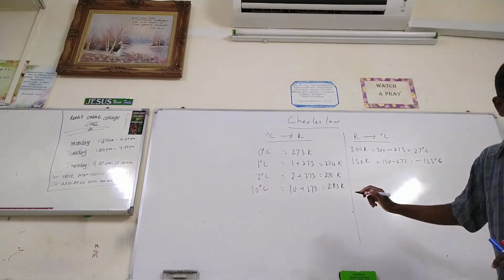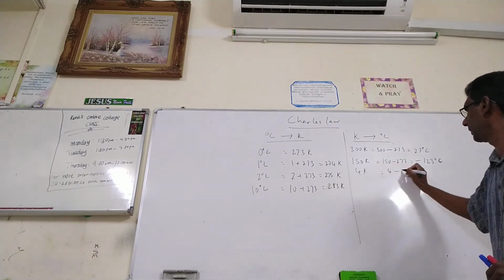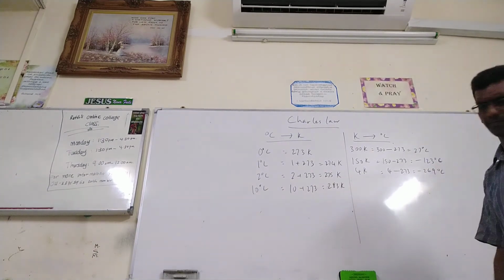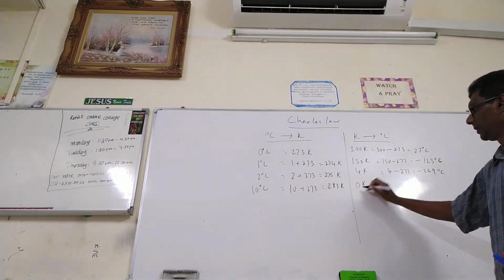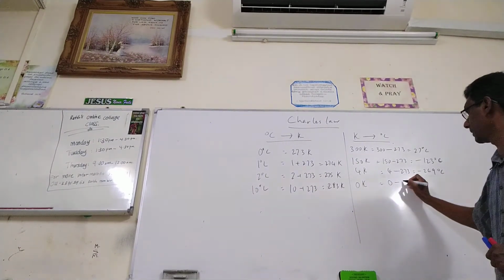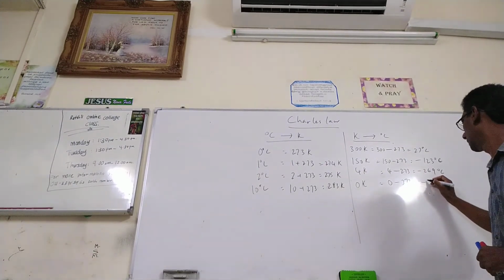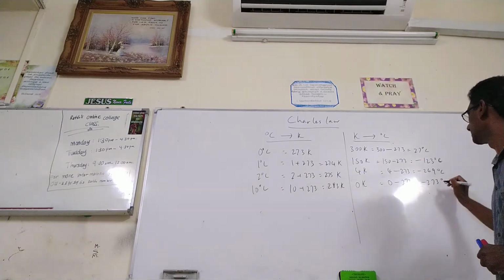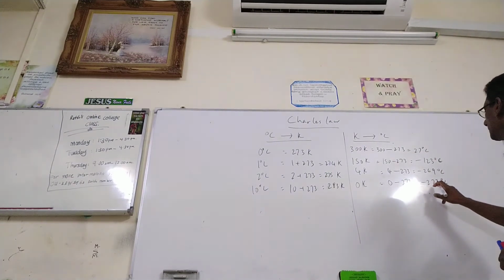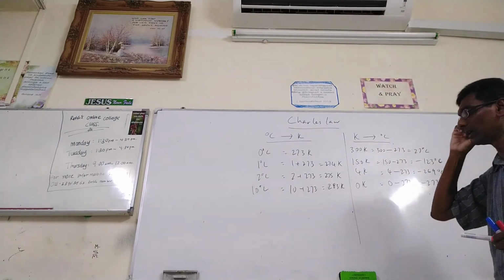And 4 Kelvin equals 4 minus 273 equals negative 269 degrees Celsius. 0 Kelvin, change to Celsius: 0 minus 273 equals negative 273 degrees Celsius.